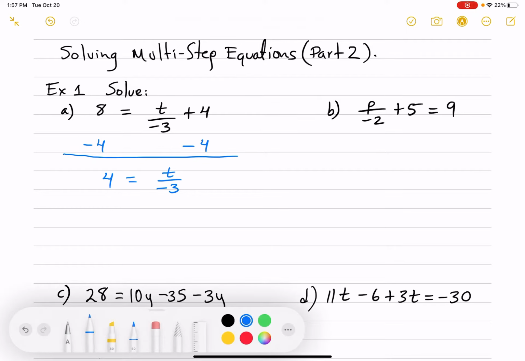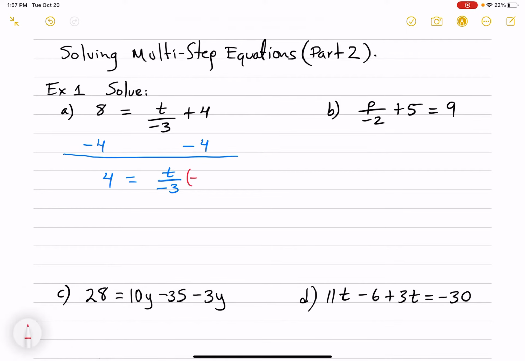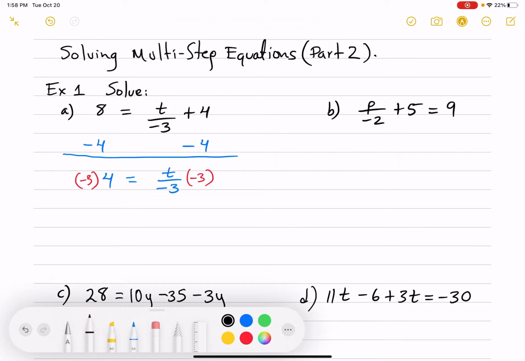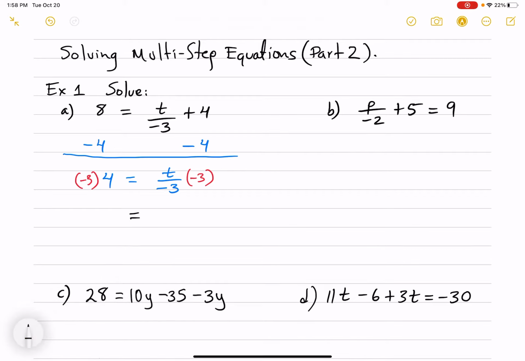At this time we're going to multiply both sides by -3, because we are dividing t by -3. The inverse operation would be to multiply by -3. And this allows us to divide -3 by -3, which is 1, and 1 times t is just t. And on the left side we get -12.